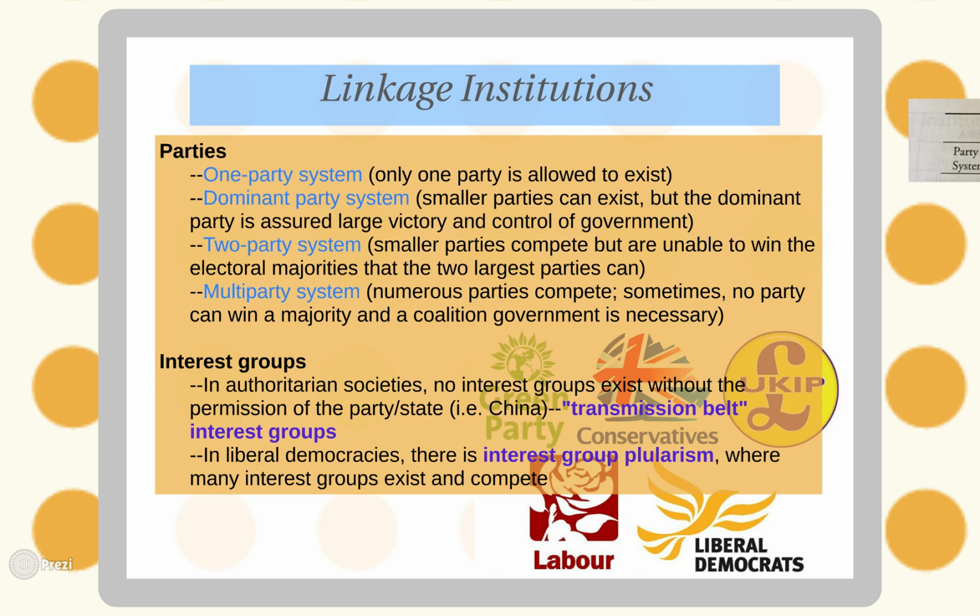Now remember, another linkage institution are interest groups. In authoritarian societies like China, no interest groups can exist without the say-so or permission of the state. So in China, you have only what are called transmission belt interest groups that only churn out, like a factory, the interests and the mantras of the party, the Communist Party. No other interest groups are allowed to exist that conflict with that ideology.